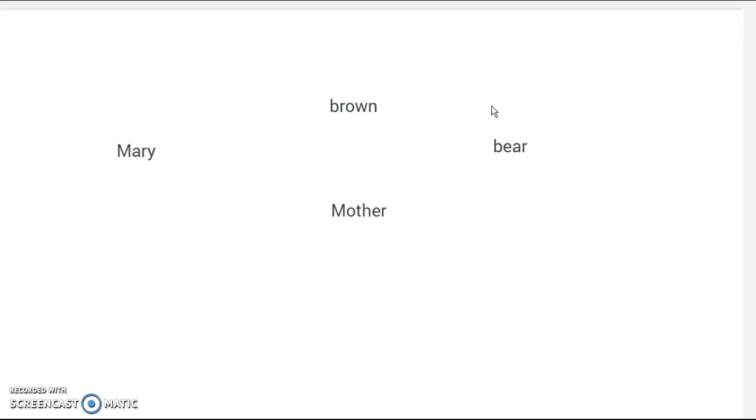Let's say these words again. Mary, mother, brown, bear. Something I notice about these words is they have something in common. What do you think these words could have in common? The word Mary starts with the sound. That is the letter M, Mary. And the word mother also starts with the mother sound. They both start with an M, so Mary and mother both make the same beginning sound, which means they start with the same beginning letter, M.